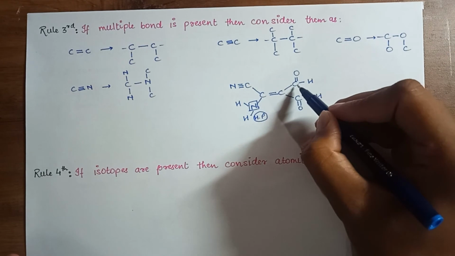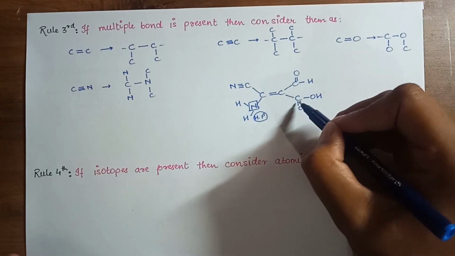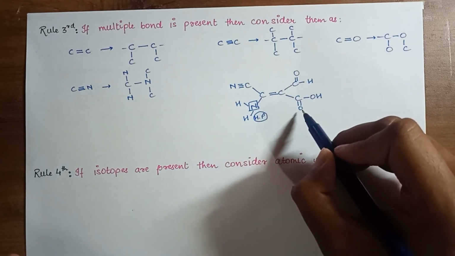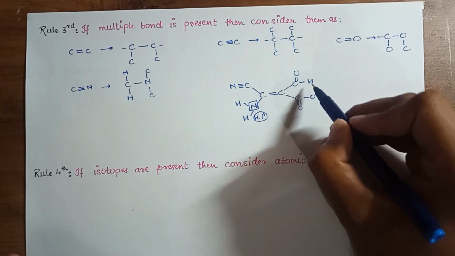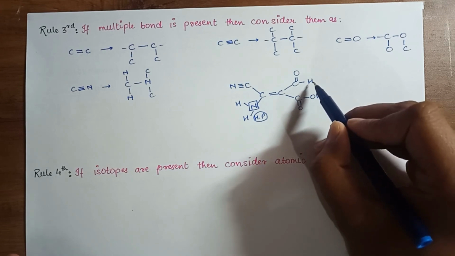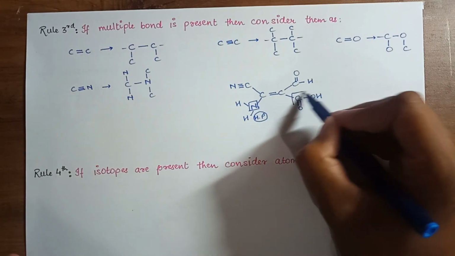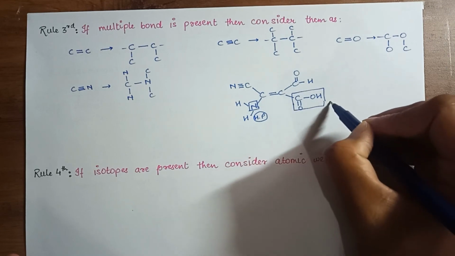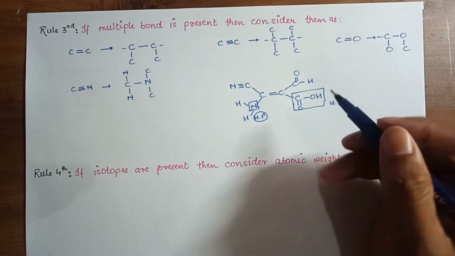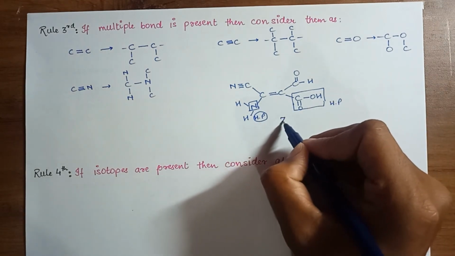Now this carbon, attached atom carbon, attached atom carbon. Here next is oxygen, here also oxygen. But the next is here hydrogen, and here it is oxygen. Atomic number of oxygen is 8, whereas hydrogen it is 1. So this will be my high priority group. So two high priority groups are on the same side, so it will be my Z.